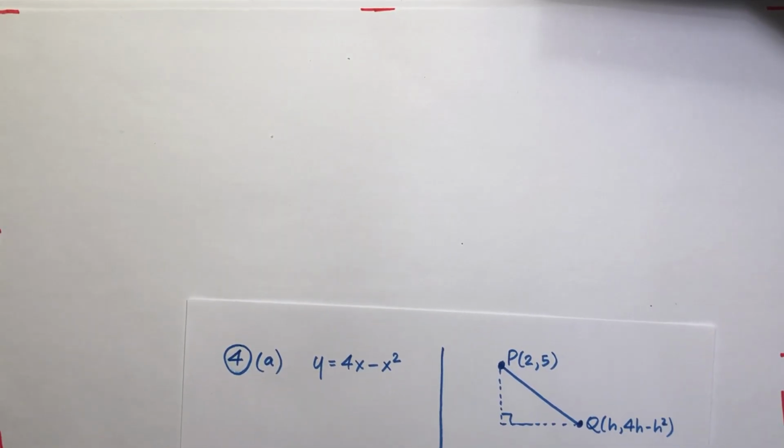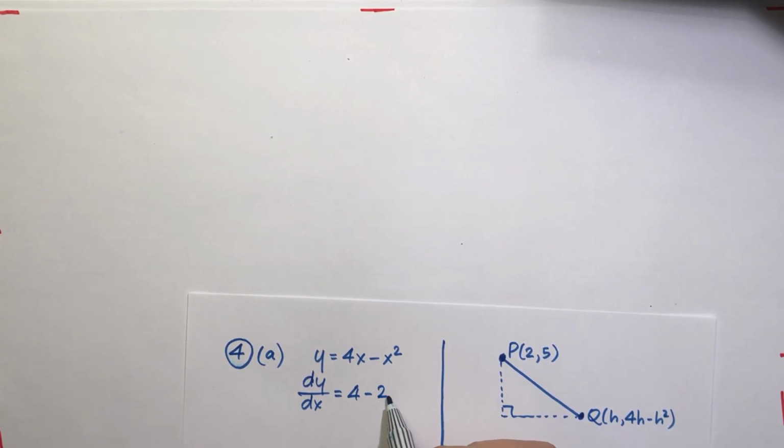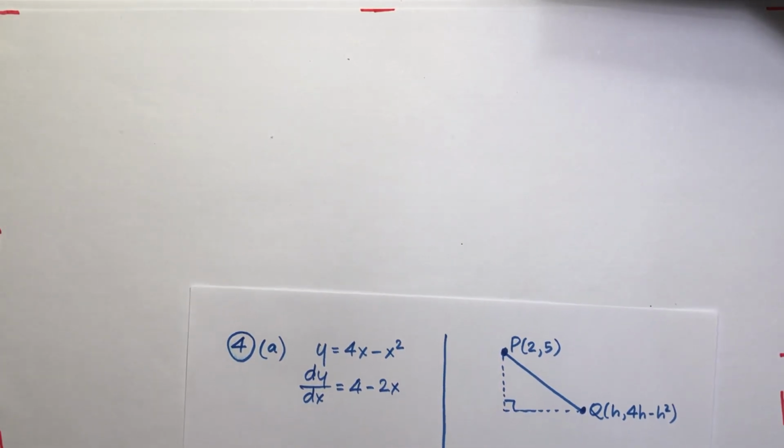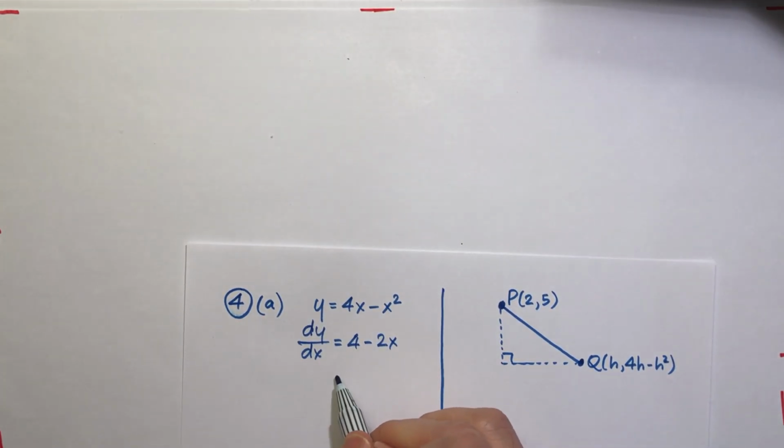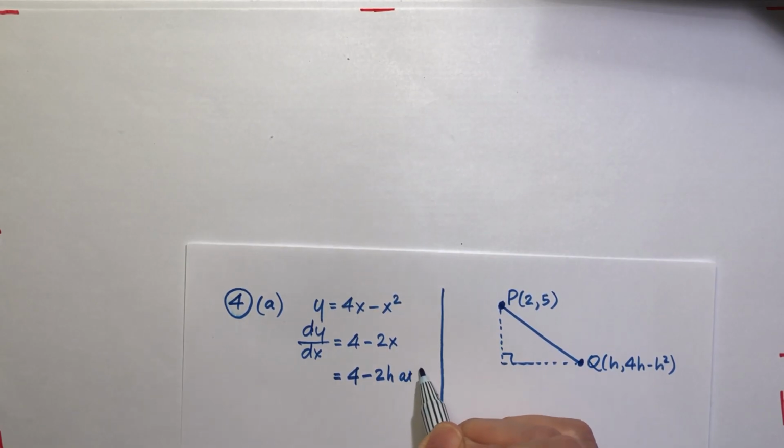So first, we look at the equation of the parabola, which equals y equals 4x minus x squared. We differentiate that, dy/dx, which we are familiar with, and that becomes 4 minus 2x, which gives the slope at any point on the curve. And at Q, we know that x is equal to h, so dy/dx will be equal to 4 minus 2h at point Q.